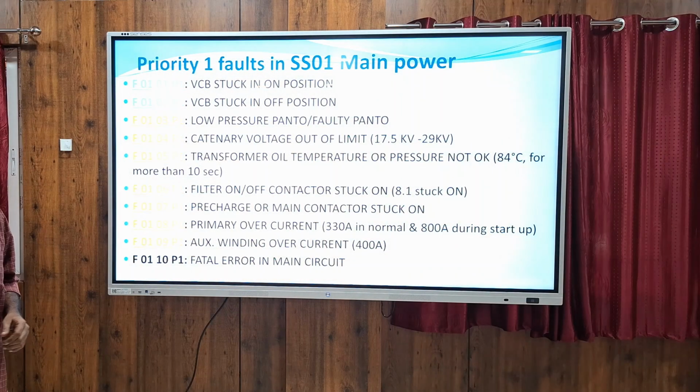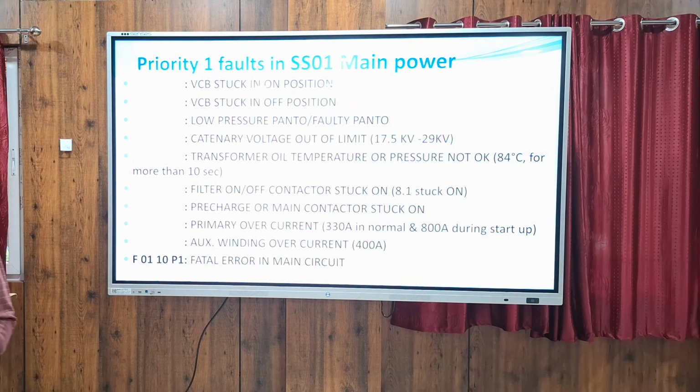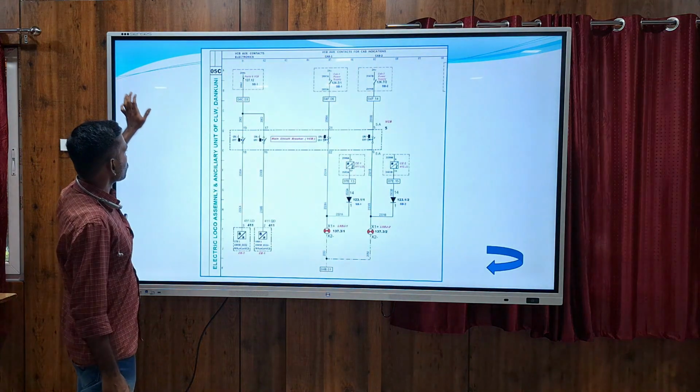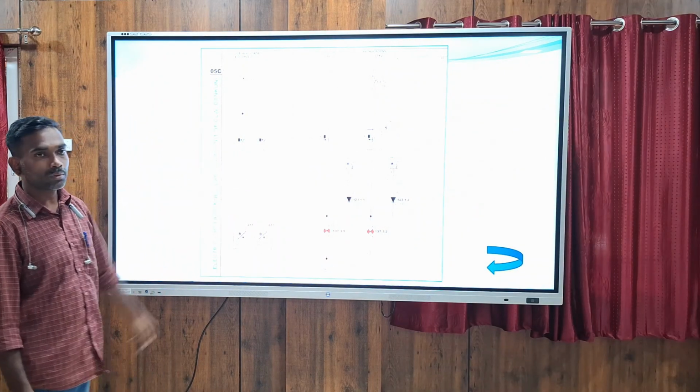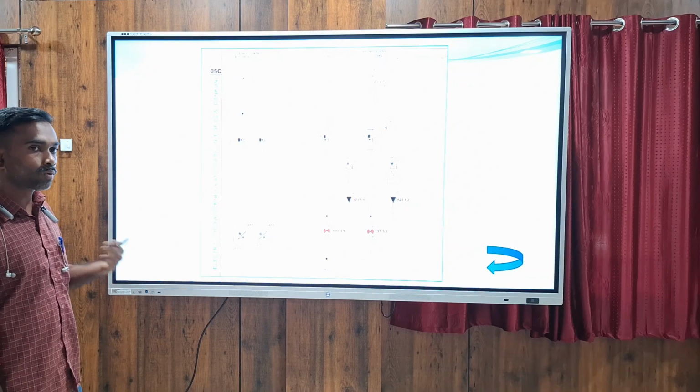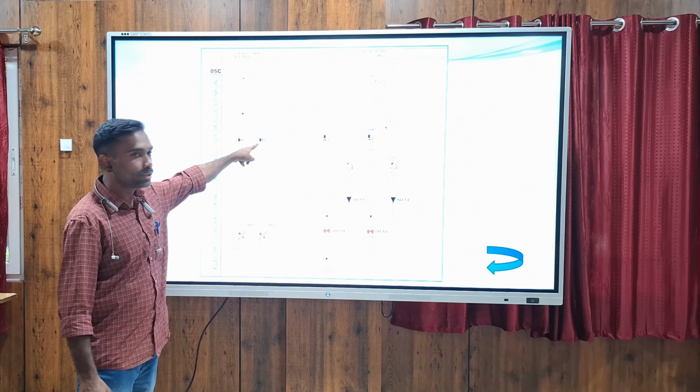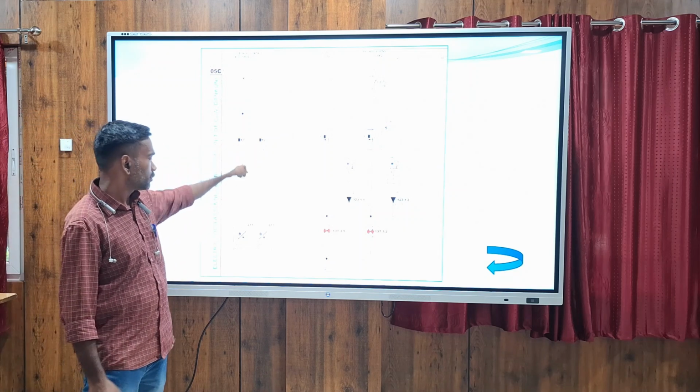F0101 P1 means VCB stuck in on position. While tripping DJ, if VCB is not getting open, that is the meaning of VCB stuck in on position. For identifying whether the VCB is open or closed, there are 2 interlocks. These are the VCB auxiliary interlocks for sensing the VCB status, whether it is open or closed. Normally it will be in open condition. Whenever DJ closes, it will get closed.